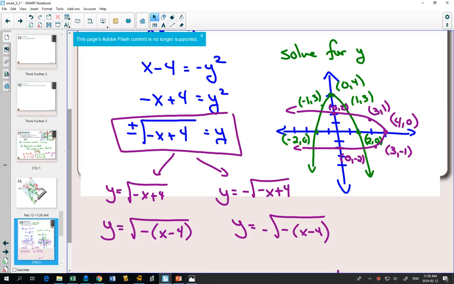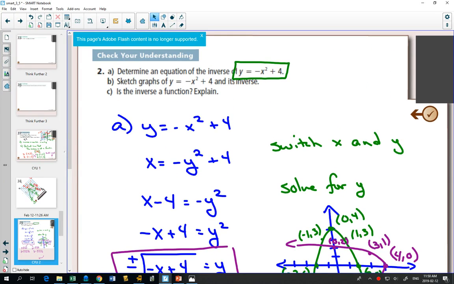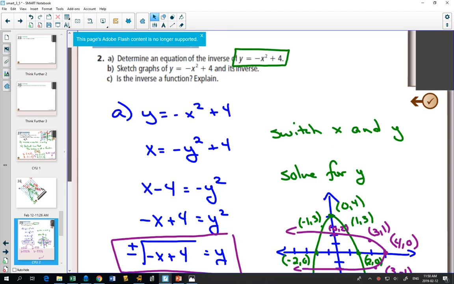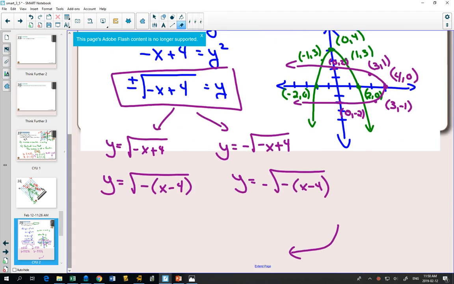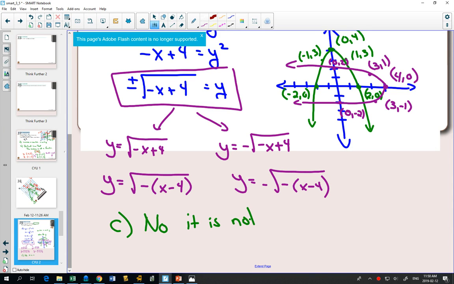So, part C, now that we've got our graphs, is the inverse a function? Is the purple graph a function? Does the purple graph pass the vertical line test? No. The purple graph does not pass the vertical line test, so the purple graph is not a function.